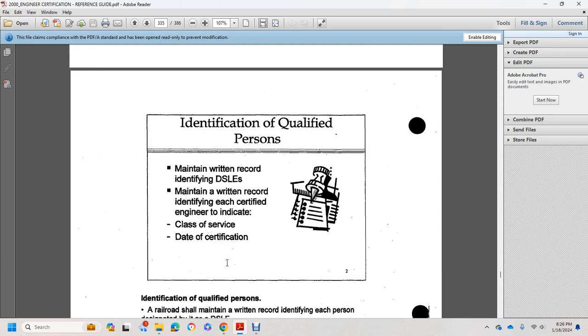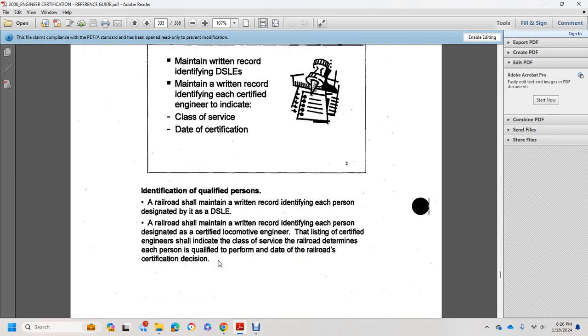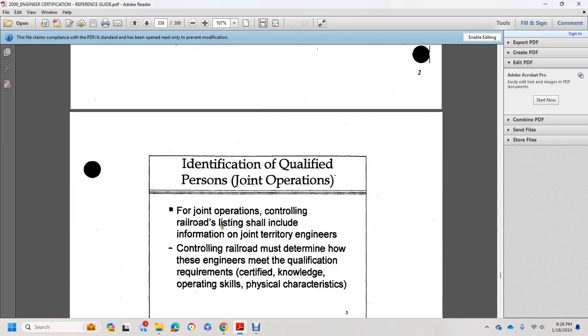The railroad shall maintain a written record identifying each person designated as a certified engineer, indicating the class for which each is certified. The railroad determines each person is qualified to perform the duties of the railroad certification decision.